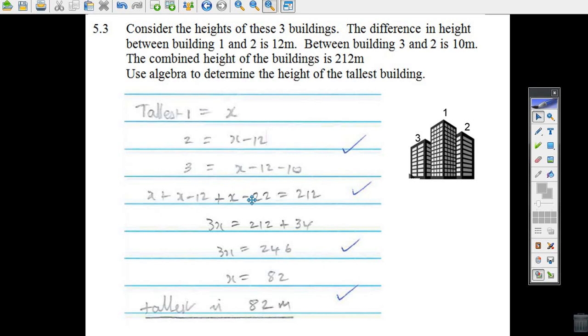Well, what do we get? We get minus 34 on this side and 3x. Looks like Mr. Autry added 34. And 212 plus 34 is 246. Well, if we divide both sides by 3 now, we get that the tallest building is 82 meters. Now that question might have been a challenge for lots of people, but there's the answer.